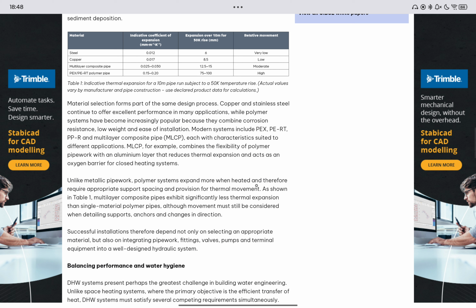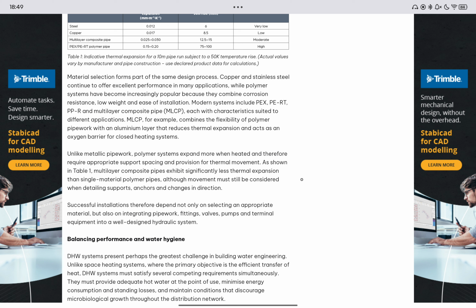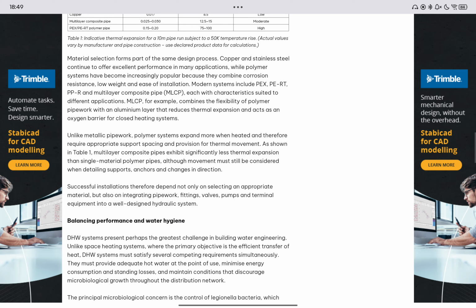Material selection forms part of the same process. Copper and stainless steel continue to offer excellent performance in many applications, while polymer systems have become increasingly popular because they combine corrosion resistance, low weight and ease of installation. Modern systems include PEX, PE-RT and PERT, and multi-layer composite pipe, or MLCP, each with characteristics suited to different applications. MLCP, for example, combines the flexibility of polymer pipework with an aluminium layer that reduces thermal expansion and acts as an oxygen barrier for closed heating systems.